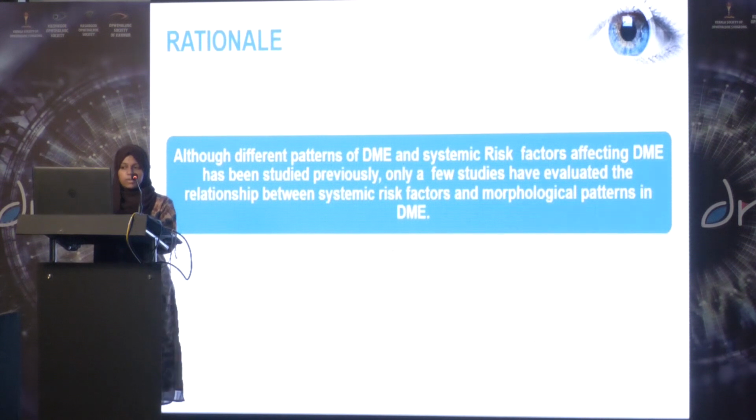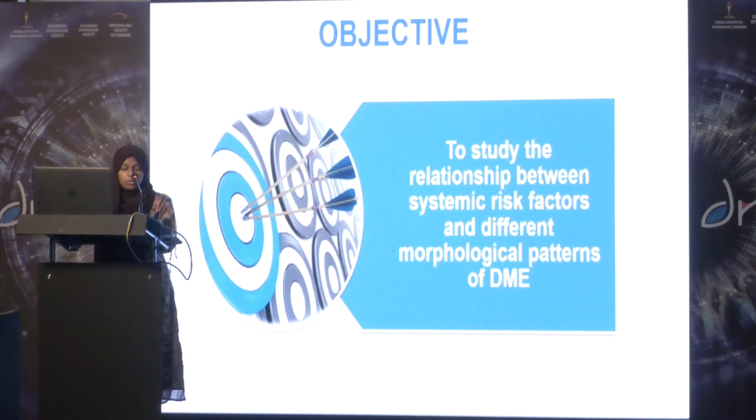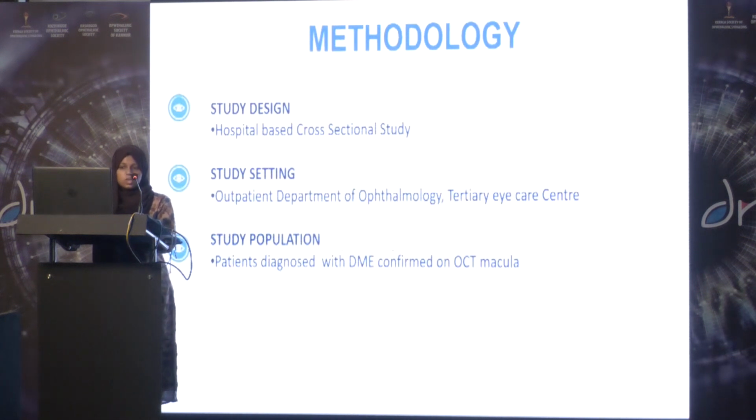Although different patterns of DME and systemic risk factors affecting DME have been studied previously, only a few studies have evaluated the relationship between systemic risk factors and morphological patterns of DME. So, the objective of my study is to assess the relationship between systemic risk factors and different morphological patterns of DME. It was a hospital-based cross-sectional study done in the outpatient department of ophthalmology in a tertiary eye care center on patients diagnosed with DME confirmed on OCT macula.